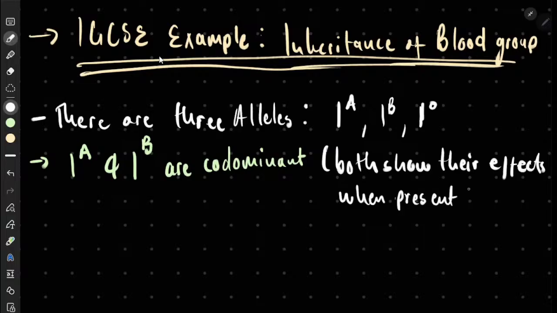When present together, both will show their effect. Are we together? This is the first time you are hearing this. I know you haven't heard about codominance, but we've already talked about it. Just know that when we talk about the phenotype here, both A and B will be the phenotype. Normally the phenotype is the dominant allele, right? Yes. But here, both will be together.